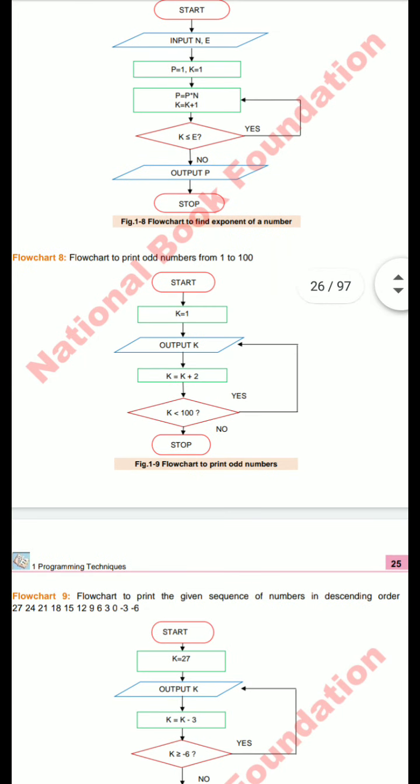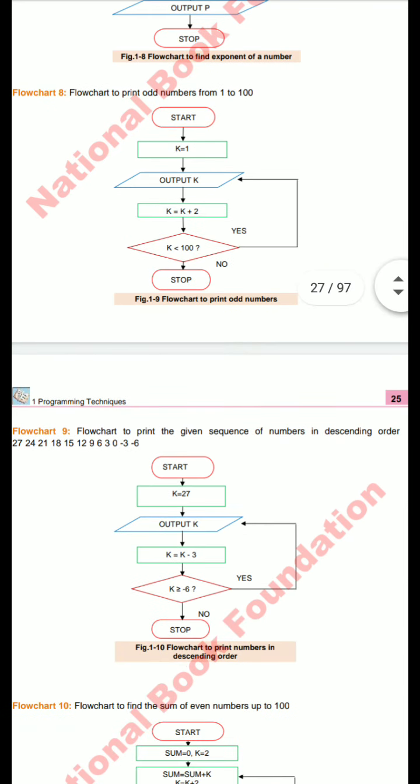Flowchart to print the odd numbers, and in this we have to use some technique or formula. If K is equal to 1, whenever you add 2 to the starting digit, that is 1, it will become an odd number. Output is K, and K is equal to K plus 2, K is less than 100, and stop.